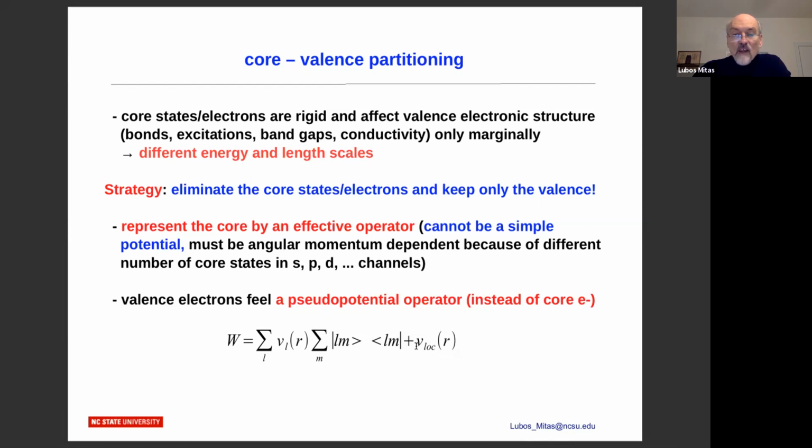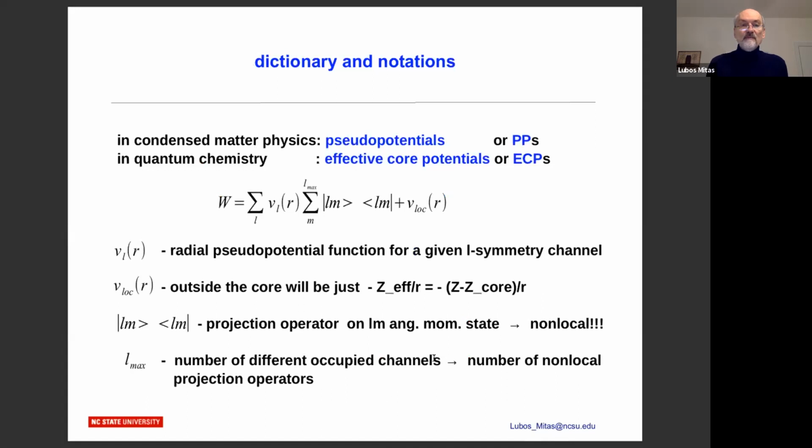And then there will be a local potential, which sort of tunes the whole thing into the right energy and spatial distribution. Now, you might have heard of pseudopotentials, which is the term used mostly in condensed matter physics, or in quantum chemistry, where they are called effective core potentials. And simply, this is the form which I repeat from the previous view graph here.